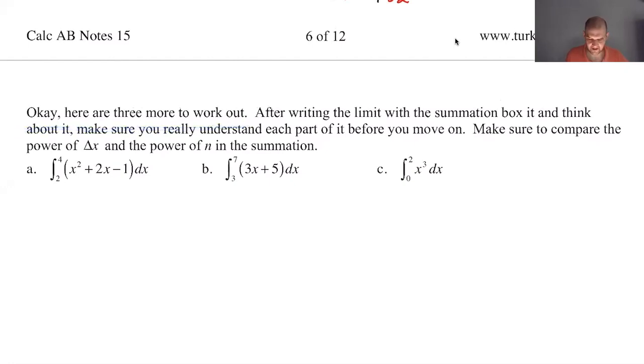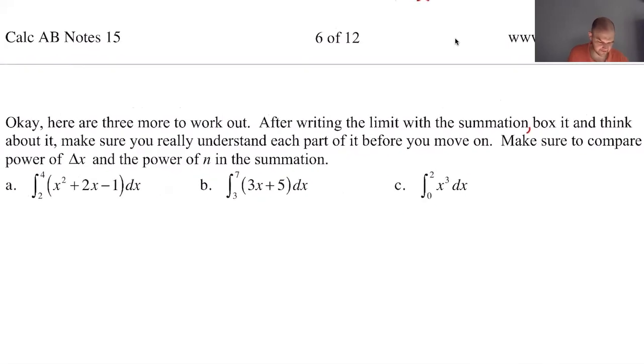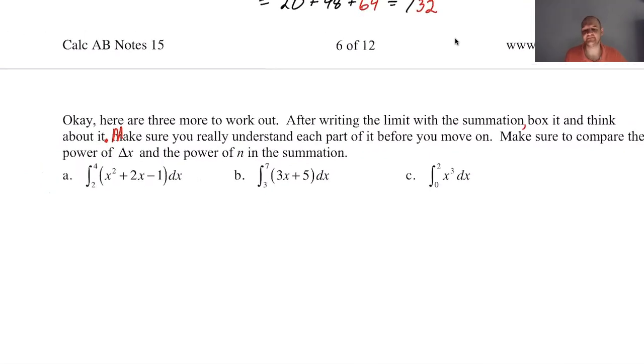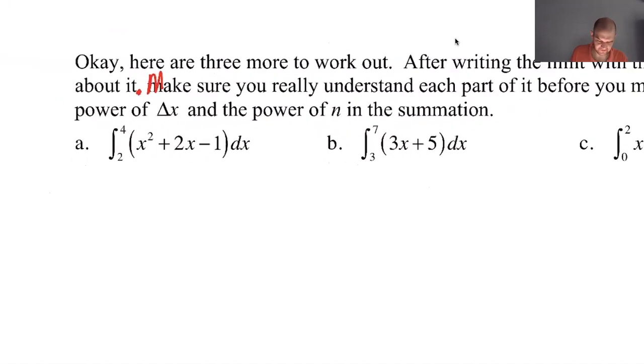That's fine. After writing the limit with the summation, box it and think about it. Make sure what is happening there? Okay, so what I think should be happening is after writing the limit with the summation, comma, box it and think about it, period. Make sure you really understand each part of it before you move on. I think that's what it should have said. And will I change that? Probably not, but be aware I am as critical as you are of the quality of these notes.